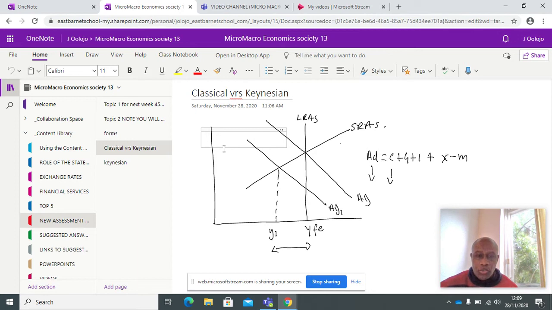So what do companies do in this scenario? What's the largest cost for firms? Because the problem they have now is that consumption's gone down, so they have to try to respond because they're now producing at Y1.